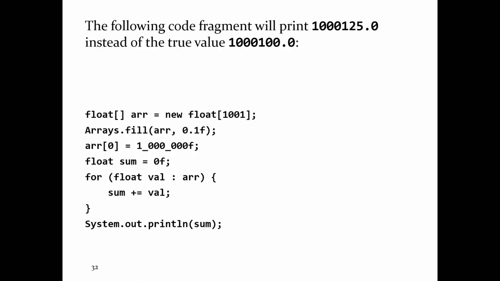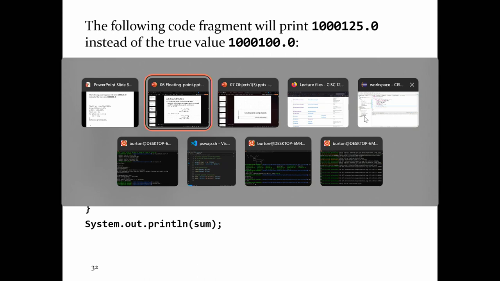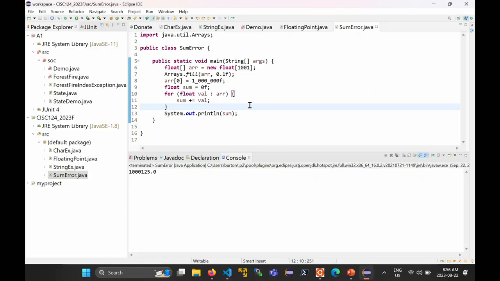I'm going to show you what is perhaps a slightly surprising example here. I'm just going to flip to Eclipse and show you this. It's the exact same as what's on the slide. Okay, so here I've got a little program. I'm going to sum 1,001 values, and I'm going to use float in this example. Remember, float is the smaller version of double. I'm using float because it's easier to get a large error with float than with double. With double, I'd have to sum more numbers. So what values am I going to put into this array? I'm going to use Arrays.fill, and I'm going to fill that array up with 0.1. So I have 1,001 0.1s.